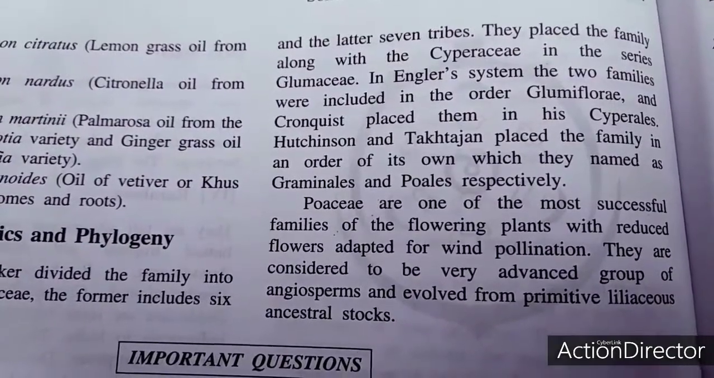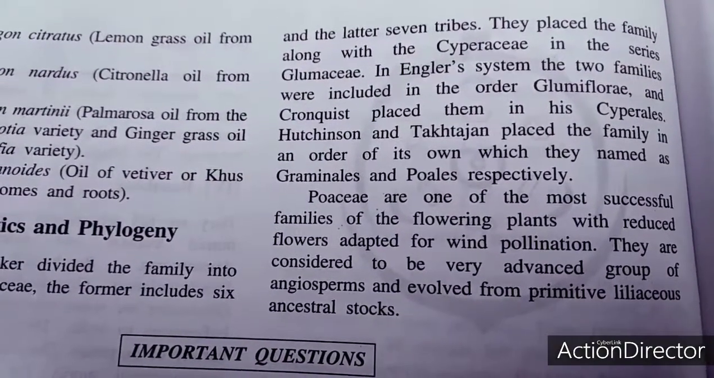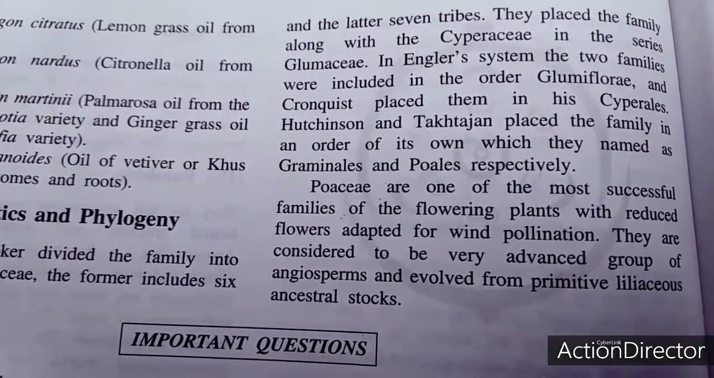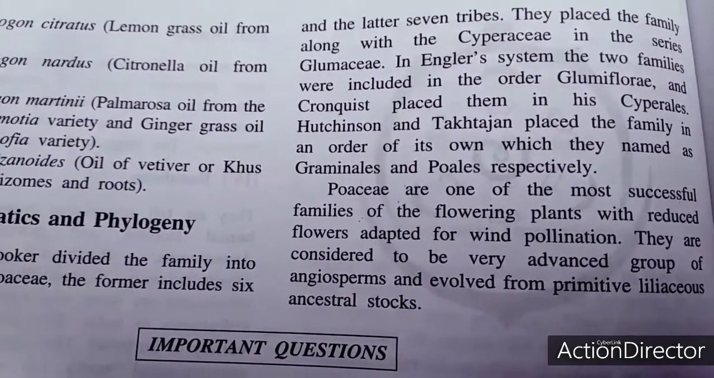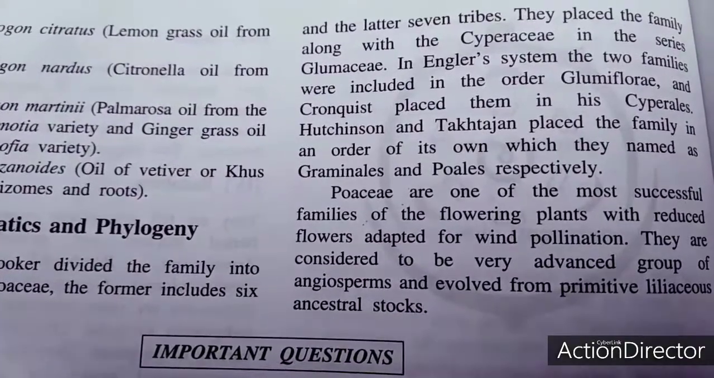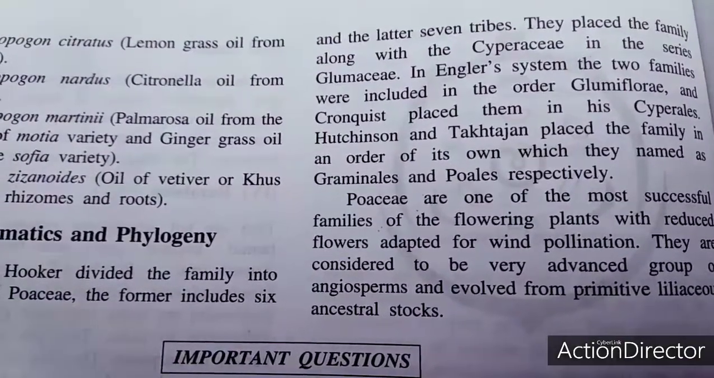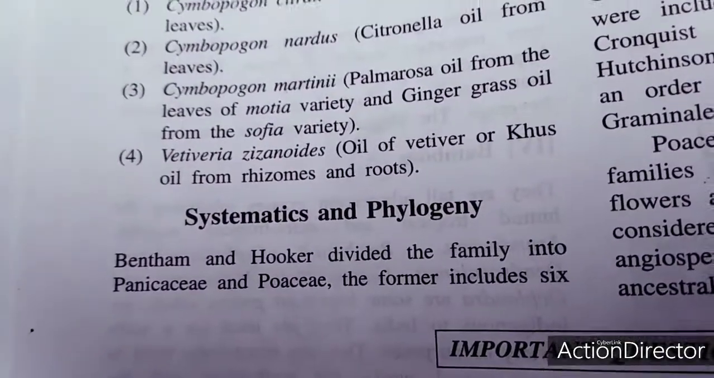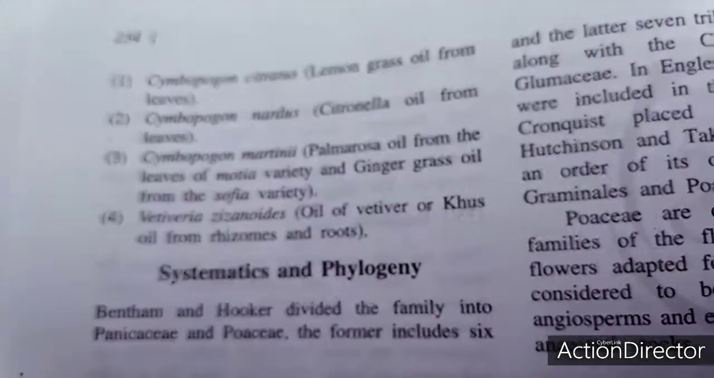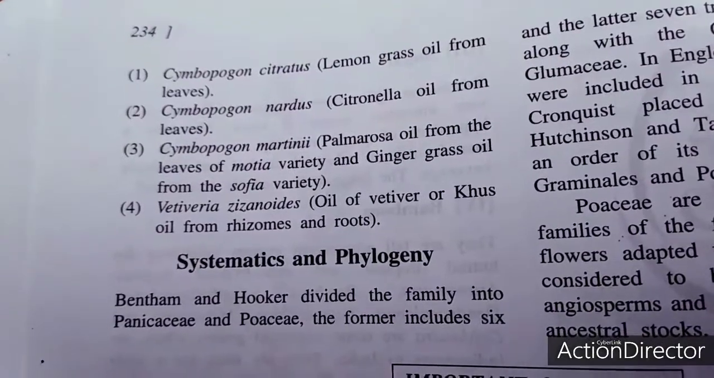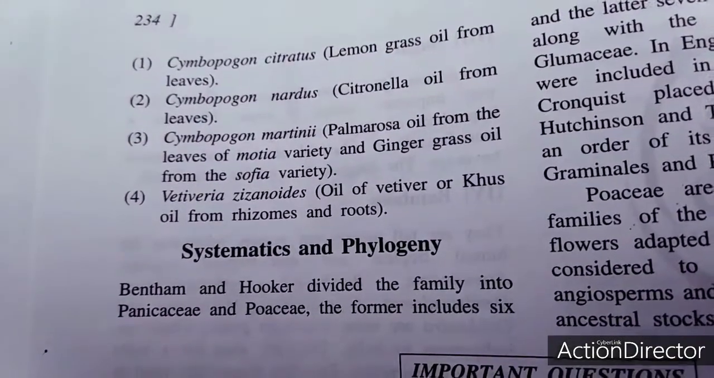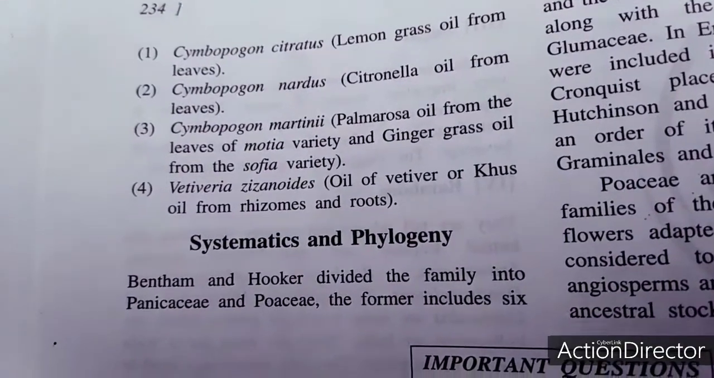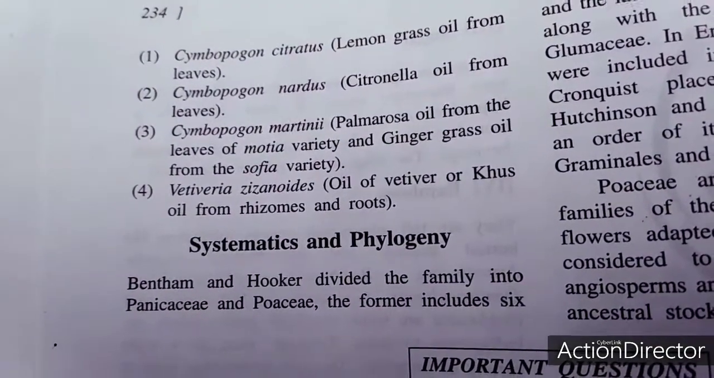The Poaceae is one of the most successful families of the flowering plants, having a reduced flower adapted to wind pollination. They are considered the most advanced group of the angiosperms and evolved from a primitive liliaceous ancestral stock. As we have talked about, there are a number of species. The Poaceae family is recognized by herbs, and rarely shrubs as well as trees.